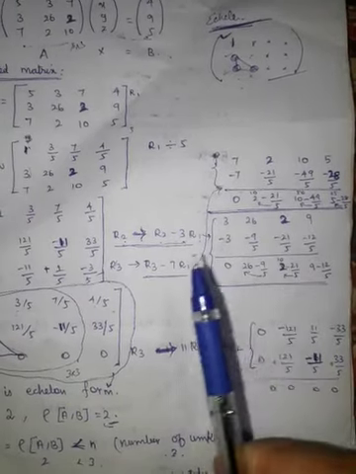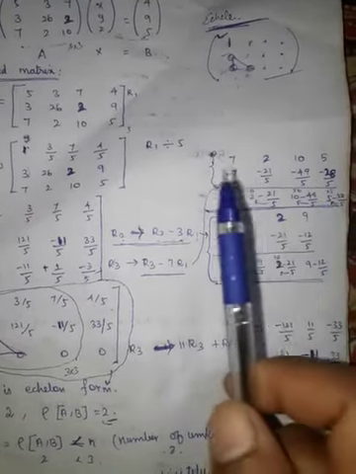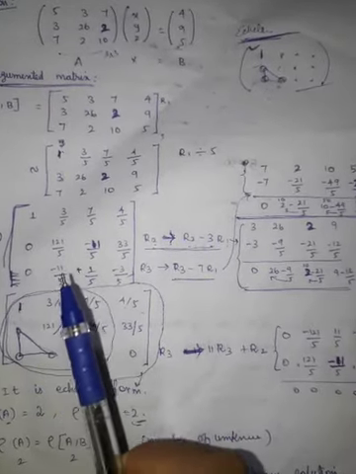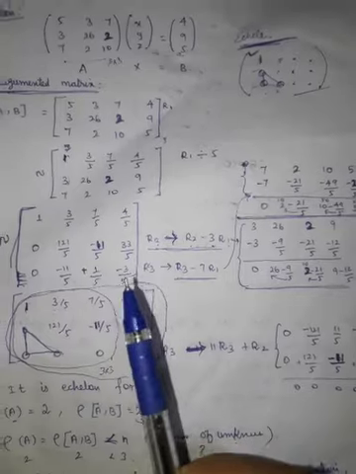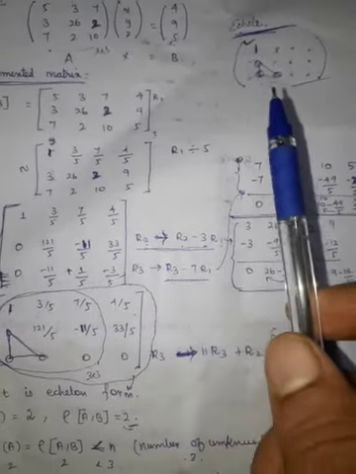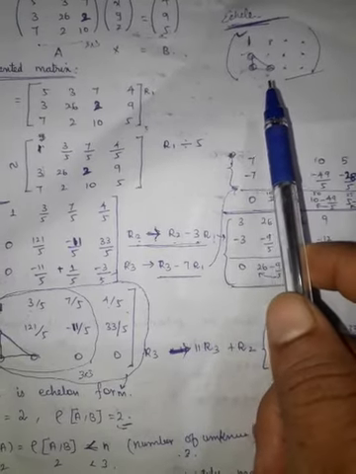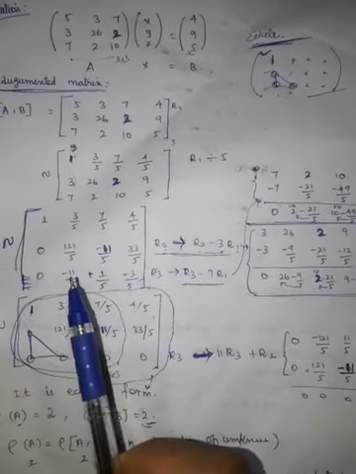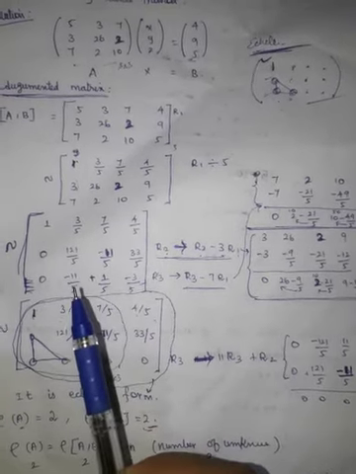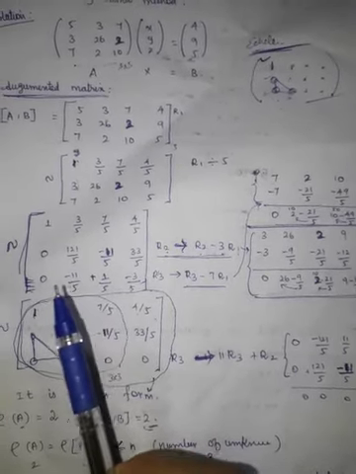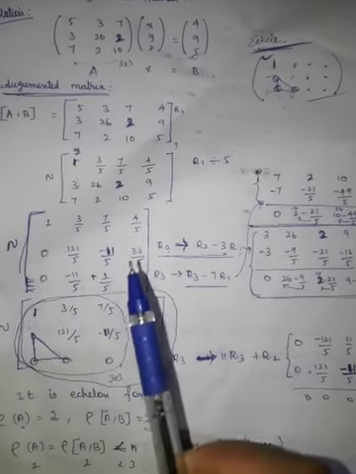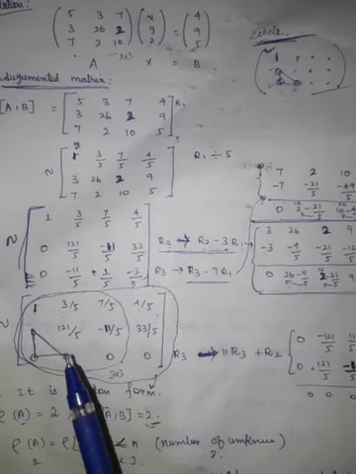Minus 21 by 5. Like this third and fourth value, if we subtract this place, we get 0, minus 11 by 5, 1 by 5, minus 3 by 5. According to the echelon form, we want this place also 0. So here minus 11, this place 121. If we multiply by 11 this place, we get minus 21. Then we add R2 and R3, we get this place 0.